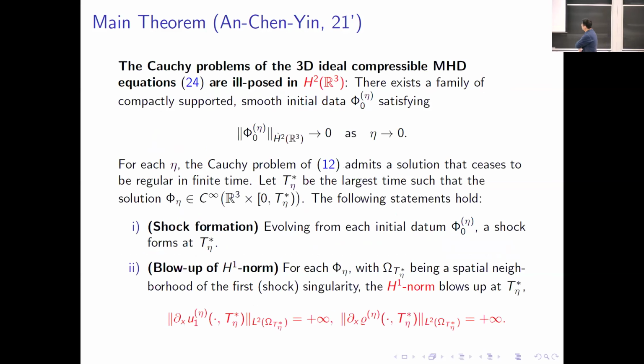For the MHD system, we also have that it will be ill-posed in H2, in the following sense. We still have a family of data given a parameter eta, as eta goes to 0, the H2 norm goes to 0, and we have the shock formation time theta star, and for this one the H1 norm actually blows up at theta star.